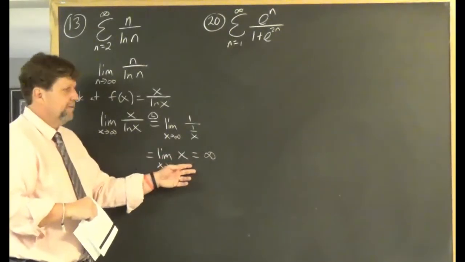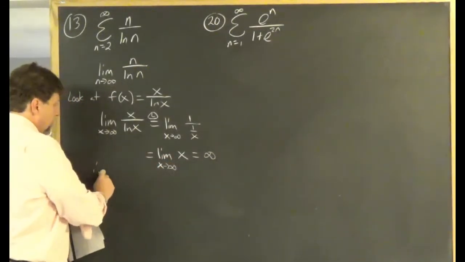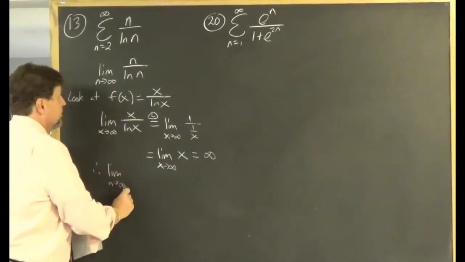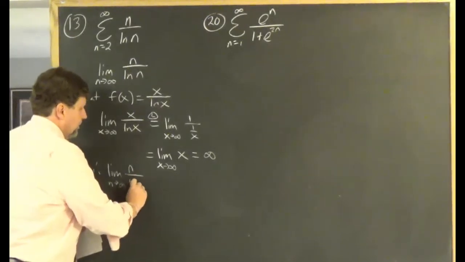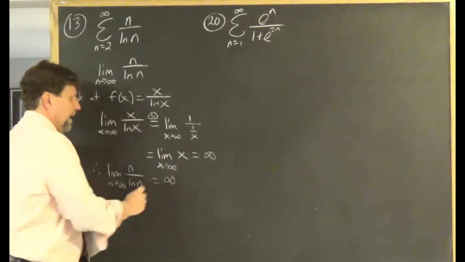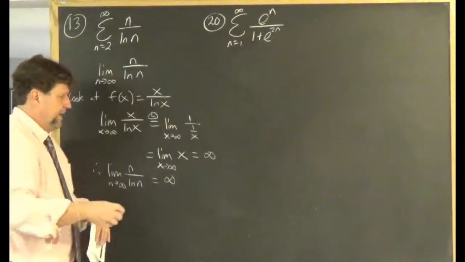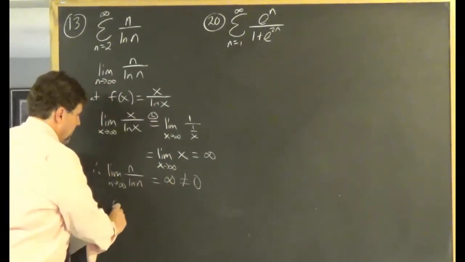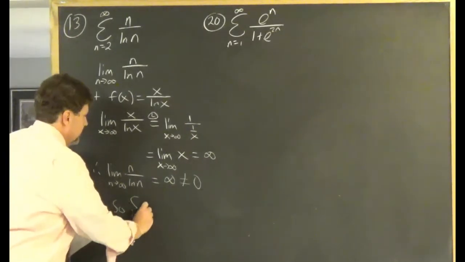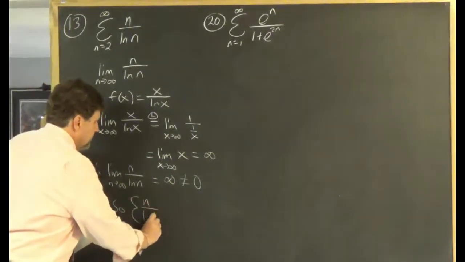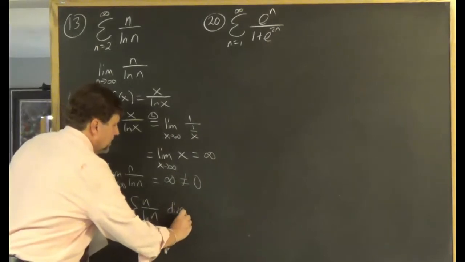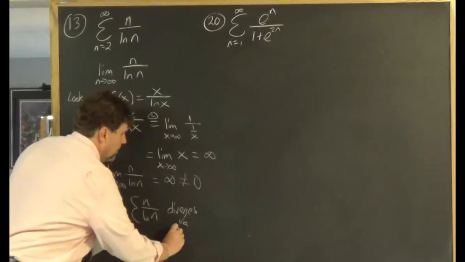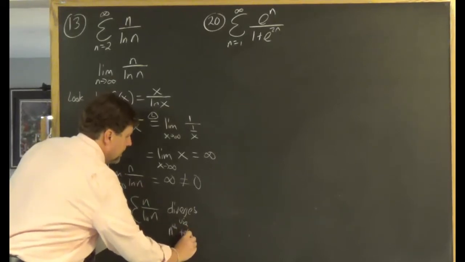Because this limit is infinity, we know that the function of positive integers, n over natural log n, has the same limit. And infinity is most definitely not equal to 0, so the series n over natural log n diverges thanks to the nth term test.